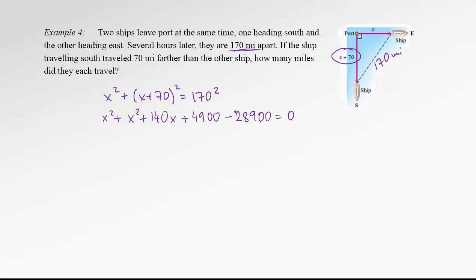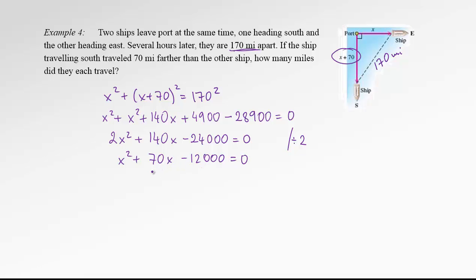Let's use a calculator here. Okay, we can collect like terms, so we end up with 2x squared plus 140x, and these two numbers together give us negative 24,000 equals 0. Now, before we start either factoring or using the quadratic formula, we could decrease those coefficients by dividing the whole equation by 2. So we end up with x squared plus 70x minus 12,000 equals 0.